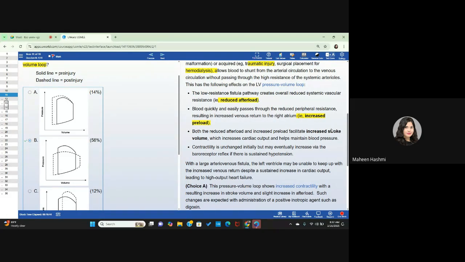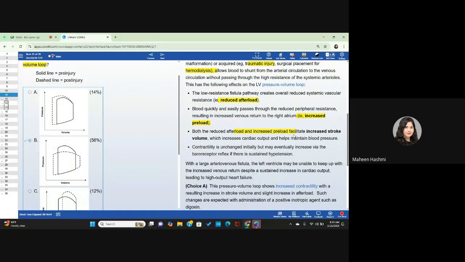So the blood is intermixing freely. It's not having to pass through the capillary meshwork, because if it passes through the capillary meshwork, the resistance increases, right? So over here there will be a decrease in resistance, and that is why there will be a reduced afterload. And if there is reduced afterload and increased preload, as a result, what's going to happen is there will be an increase in stroke volume, which increases cardiac output and helps maintain blood pressure.